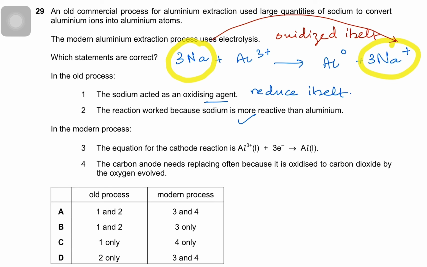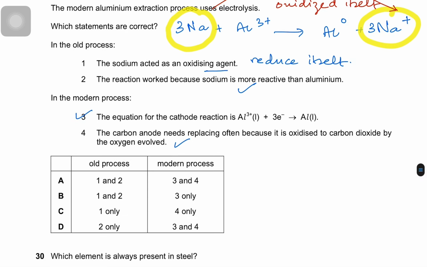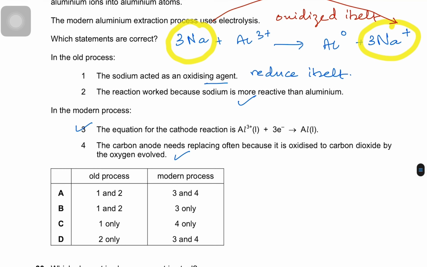In the modern process, the equation for the cathode reaction is aluminium ions gain electrons and make aluminium. That is true, because at the cathode reduction happens. The carbon anode needs replacing often because it is oxidized to carbon dioxide by the oxygen. That happens at the anode, which is true. So in the old process, only statement number 2 is correct. But in the modern process, statements 3 and 4 are both correct. So D is the right answer over here.